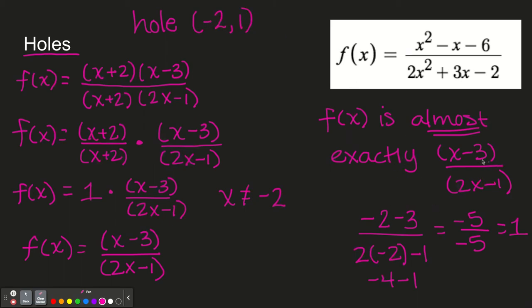Okay, because again, on this function, x minus 3 over 2x minus 1, there is the point negative 2 comma 1. And since this function looks almost exactly the same as this function up here, they're going to lie right on top of each other, except that f of x will have a hole there, while the function x minus 3 over 2x minus 1 will have the coordinate negative 2.